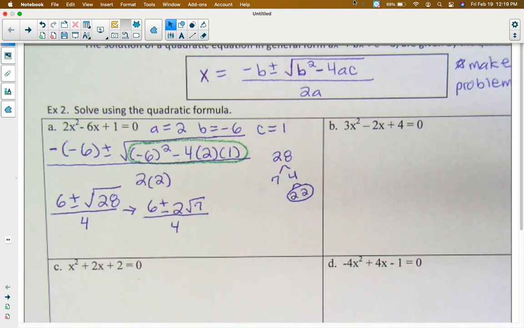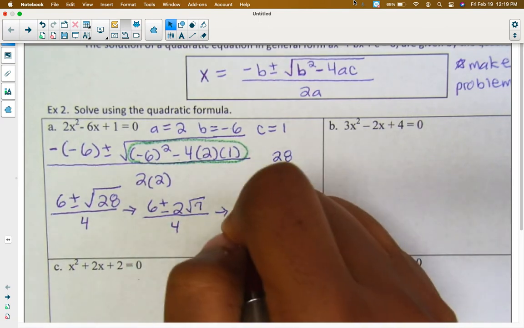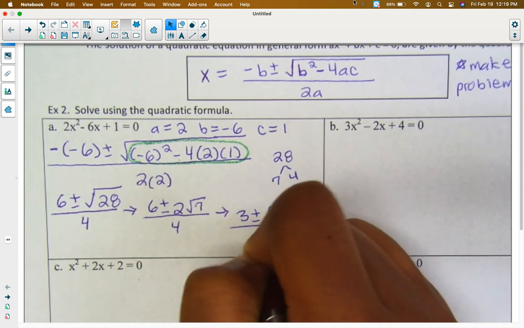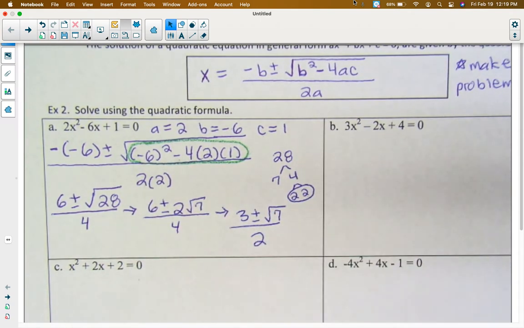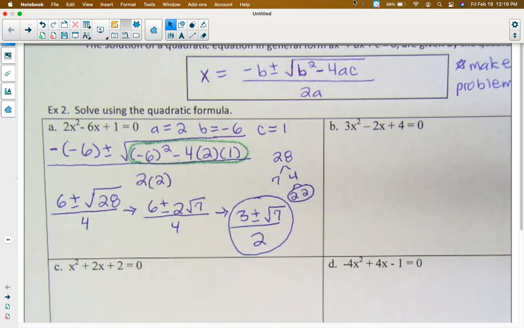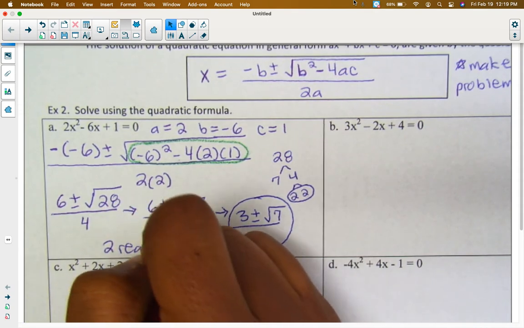The last thing I could do is simplify one more step. 6, 2, and 4 are all divisible by 2, so I can break that down. So my final answer is 3 plus or minus the square root of 7, all divided by 2. And this is our final answer. 3 plus or minus the square root of 7, all divided by 2. And we will say that we have 2 real solutions.